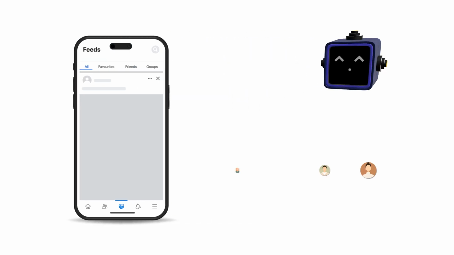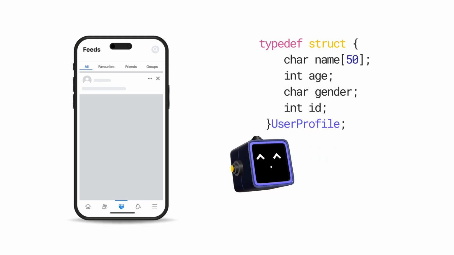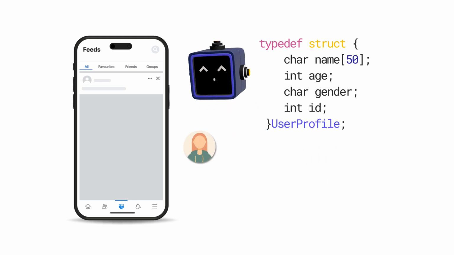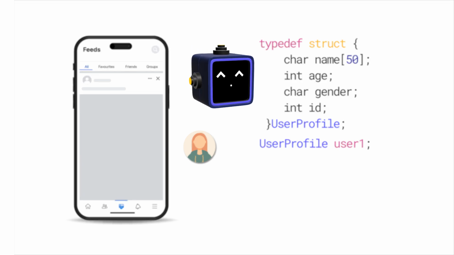Suppose you're managing user profiles in a social media app. You might define a structure like this. Now, whenever you need to create a new user profile, you can simply write user profile user1. It's straightforward and keeps your code clean.